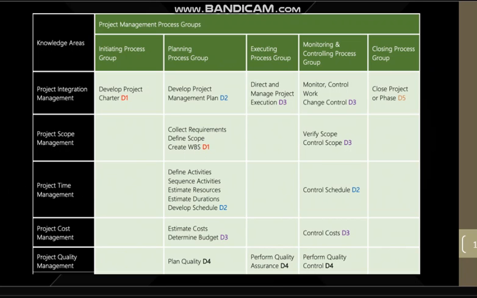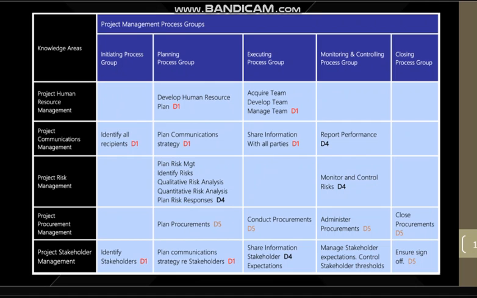So the point we're making here is simply that there is a breakdown of the different processes involved in project management. The D's here refer to the days that we will spend on that.